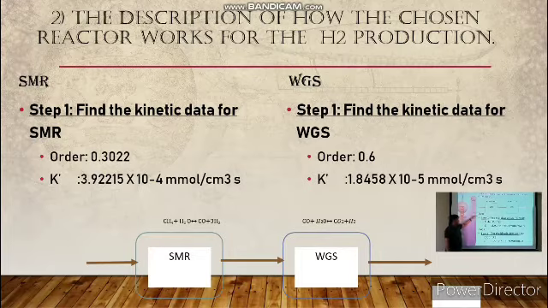So how are we going to find the data? The first step, we need to find the kinetic data for SMR and WGS. The order for SMR is 0.3 and this one is the constant, and for WGS, 0.6 is the order and this is the constant.